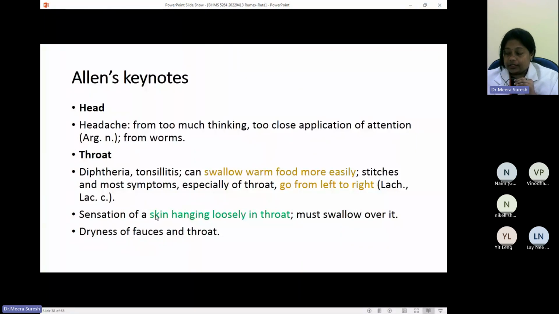But in Sabadilla, this warm food and drinks, even drinks also. In Allen's it is not mentioned, but in Boericke it is mentioned. Warm things will give an amelioration. So that is how it is differentiated.